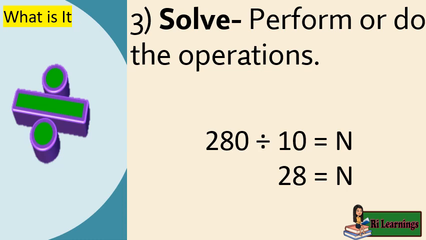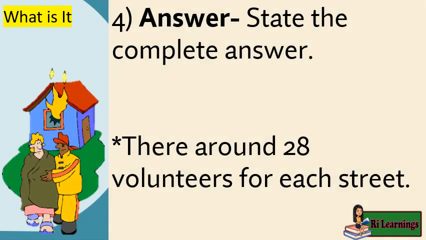Three, Solve. Perform or do the operations. 280 ÷ 10 = 28. Four, Answer. State the complete answer. There are around 28 volunteers for each street.